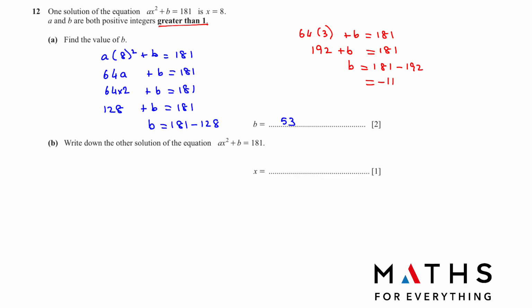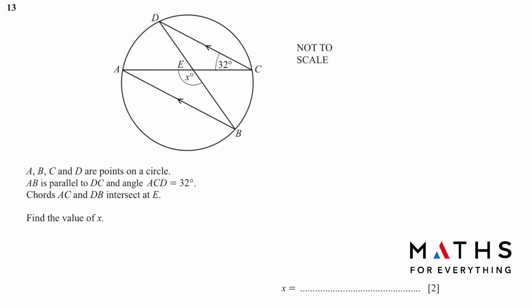Next, write down the other solution of the equation x squared plus b is equal to 181. One solution is x is equal to 8, the other will be negative 8. Whenever you have only an x squared, and there is no other x there, if you get one answer as a positive, the other will be the negative of the same number.